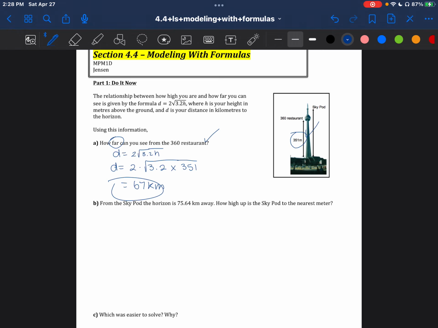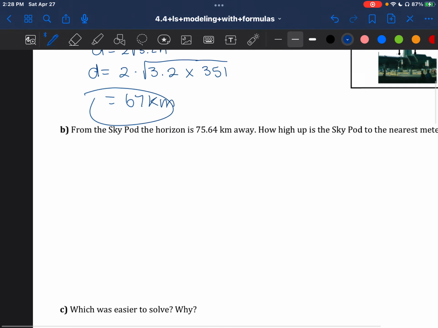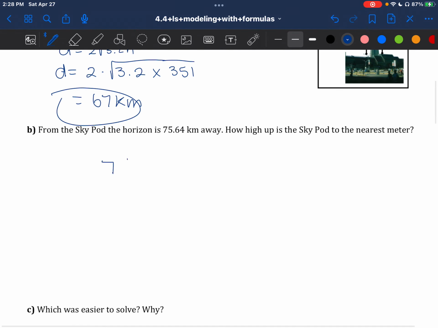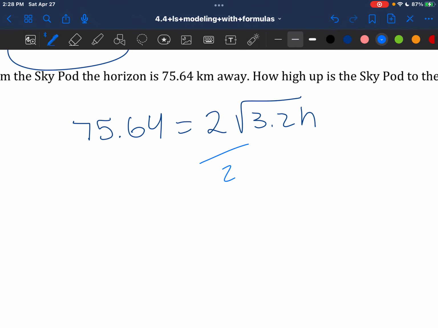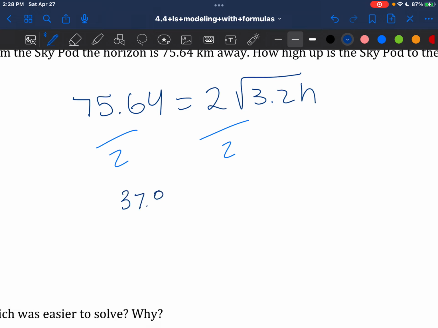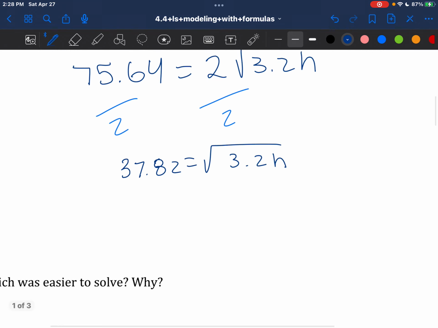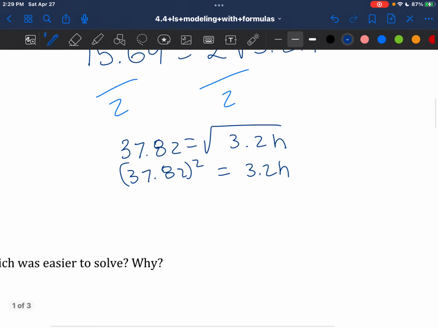So this one we're doing the opposite. We are solving. So we have the distance, so 75.64 equals 2 times square root 3.2h. We want to find h. So first, let's do our opposite operation and divide. And then we get 37.82 equals square root 3.2h. And then we can square both sides to get rid of the square root. And then that equals 3.2h.